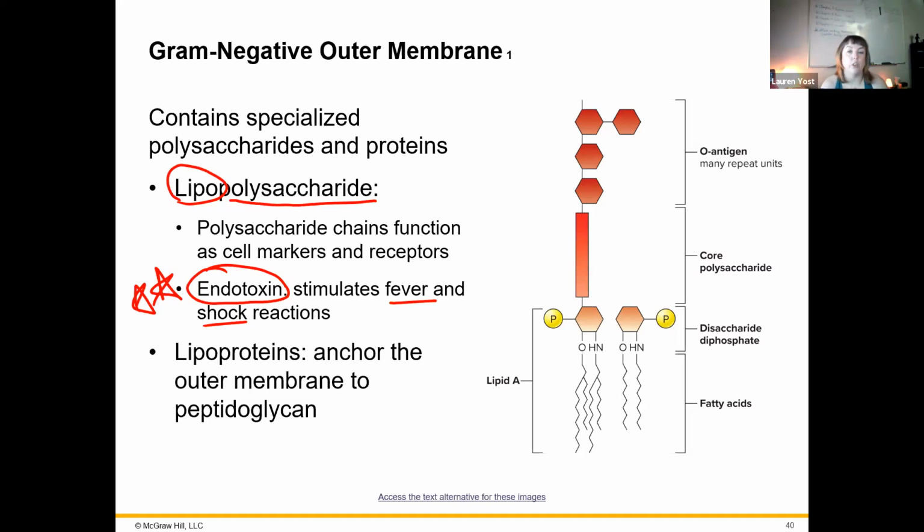So endotoxin is associated with gram-negative bacteria. Lipoproteins, again, are lipids like fats associated with proteins. They anchor the outer membrane to the peptidoglycan layer so that it stays on and doesn't just disassociate randomly when there's some sort of damage. So that's what keeps that stuck to it, those lipoproteins.